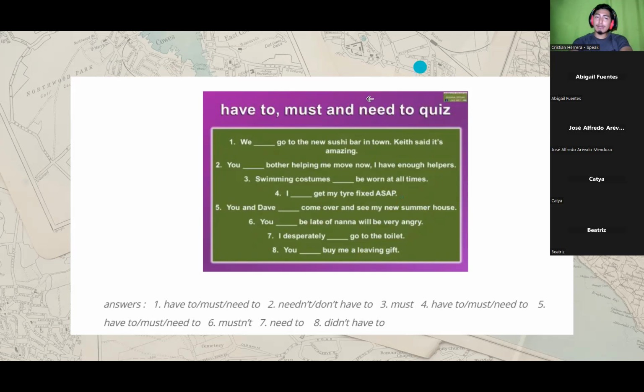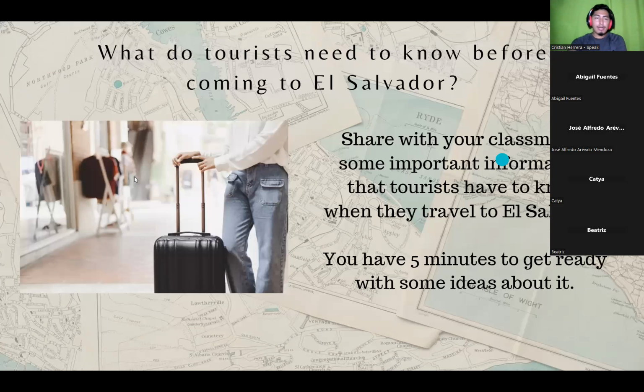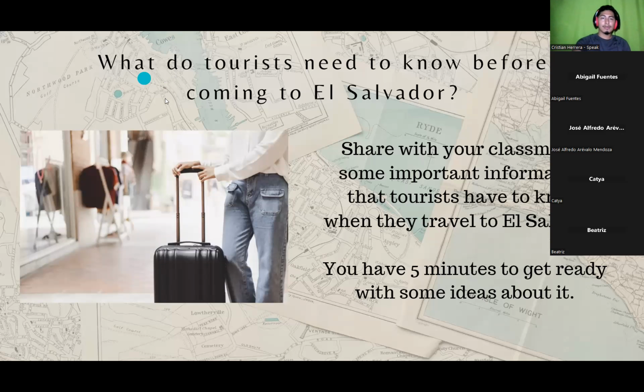Well, guys, I hope we can continue practicing this with these modals, but now I would like to continue with our speaking activity. Can you help me reading the question, Alfredo? Okay, teacher. What do tourists need to know before coming to El Salvador? Very good, thank you. Look at the instructions. Share with your classmates some important information that tourists have to know when they travel to El Salvador.